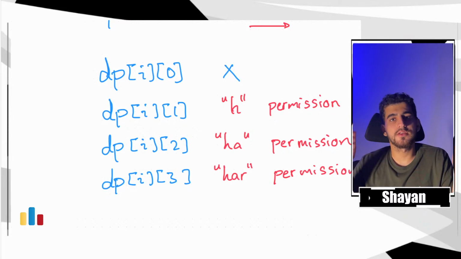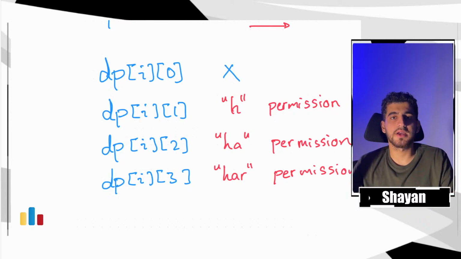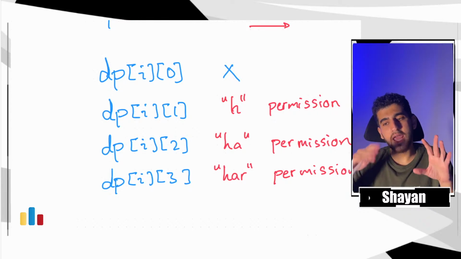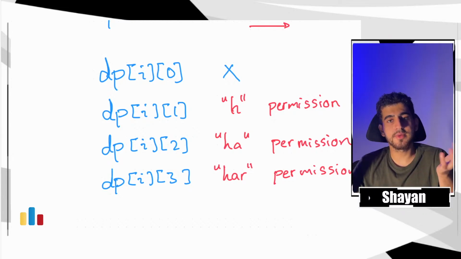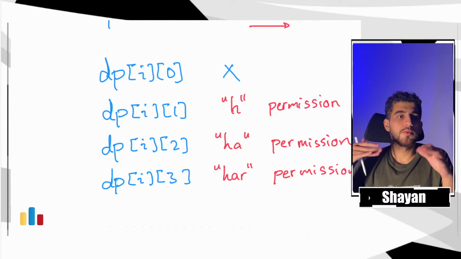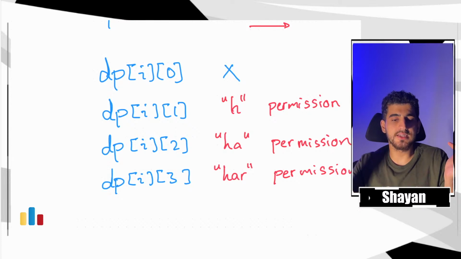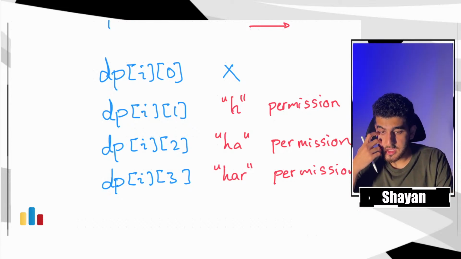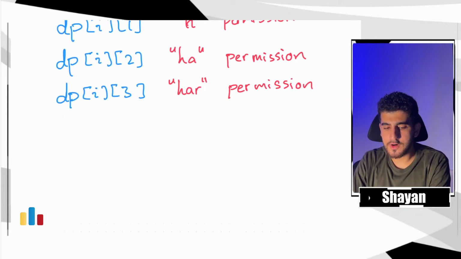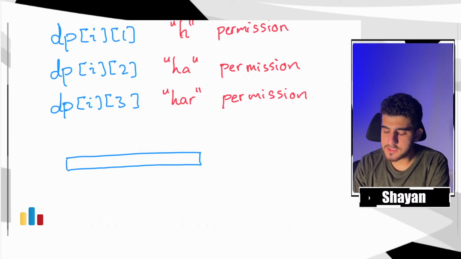Maybe we don't want anything to be matched in this prefix. Maybe we let only H be matched, but we do not let A be matched anymore. Maybe we let H and A be matched, but we don't let R be matched. Or maybe we let the first 3 characters, H, A, R, be matched, but we do not let D be matched. So we have 4 cases. And when we go forward on a string S, based on the characters that we encounter, we can update these DPs.